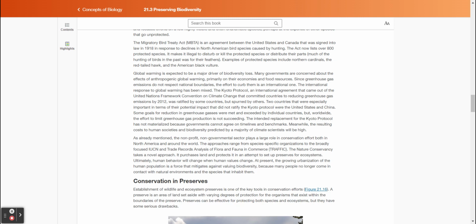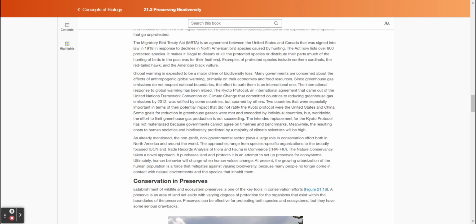Global warming is expected to be a major driver of biodiversity loss. Many governments are concerned about the effects of anthropogenic global warming, primarily on their economies and food resources. Since greenhouse gas emissions do not respect national boundaries, the effort to curb them is an international one. The international response to global warming has been mixed.